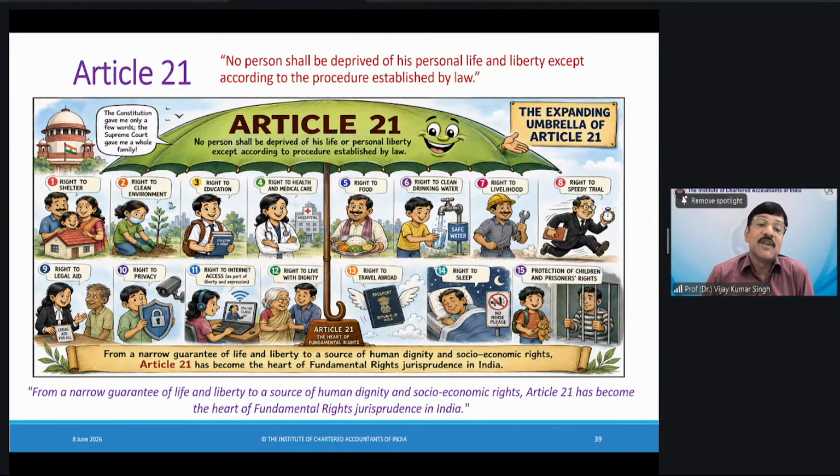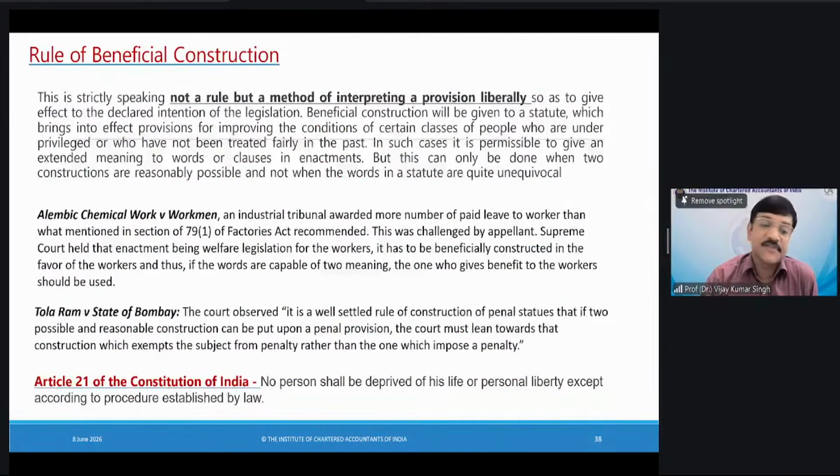Right to shelter, right to clean environment, right to privacy under the Puttaswamy judgment, right to live with dignity, right to travel abroad, right to sleep, right to internet, all these rights under Article 21. By way of what? By way of beneficial construction.